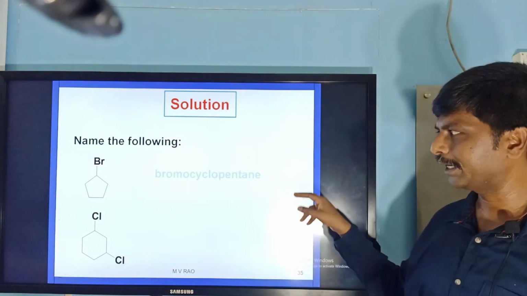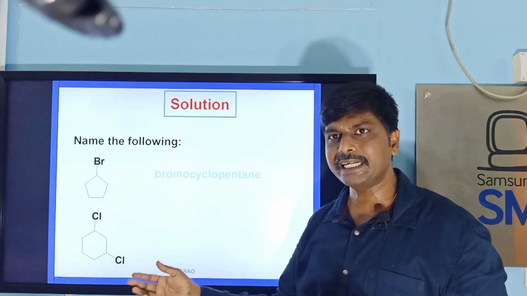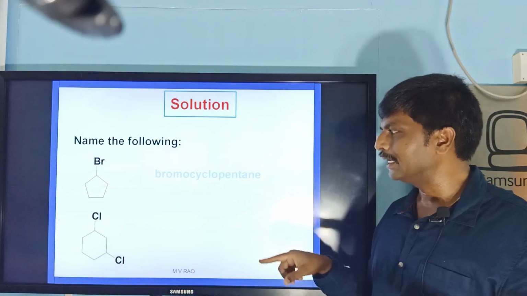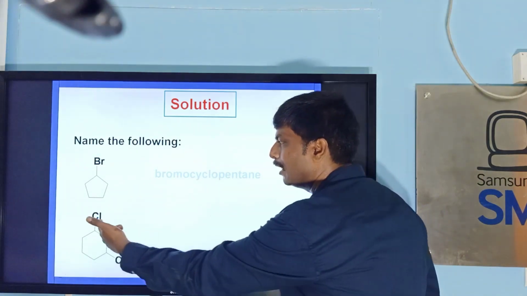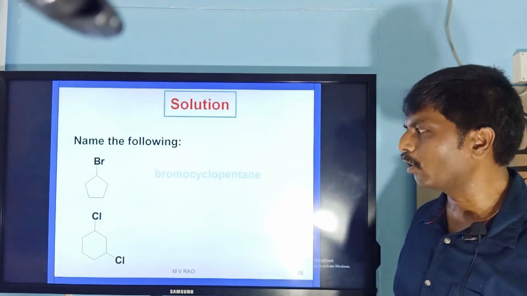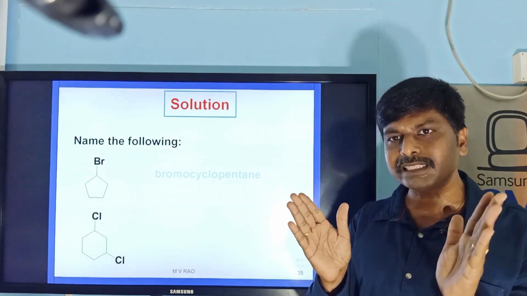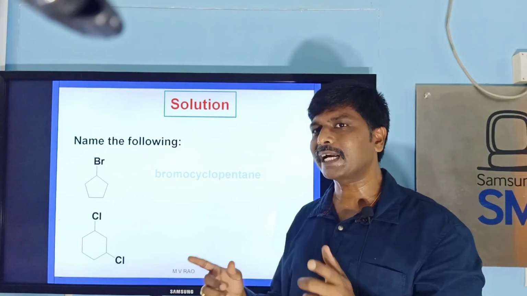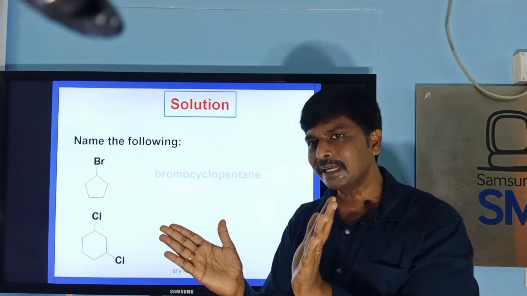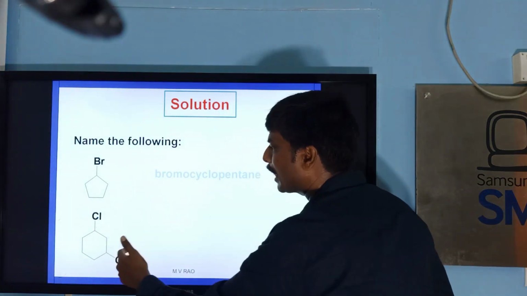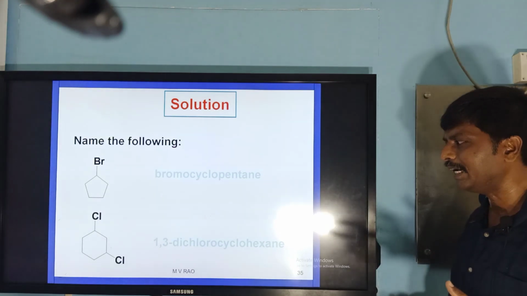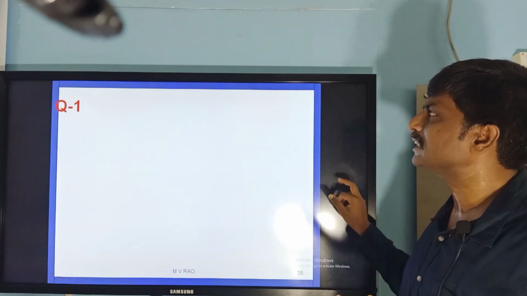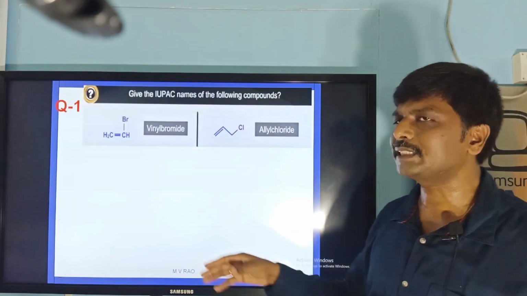Bromocyclopentane. In the second compound, how many carbons are there in the ring? 6 carbons are there. Cyclohexane. 2 chlorines are there. Dichloro. Are the 2 chlorines on the same carbon? No. If 2 chlorines are on the same carbon, then you can write 1,1. Now side by side 1,2. Now here 1,3. What is the name? 1,3-dichlorocyclohexane. Next, see the sample question given here.